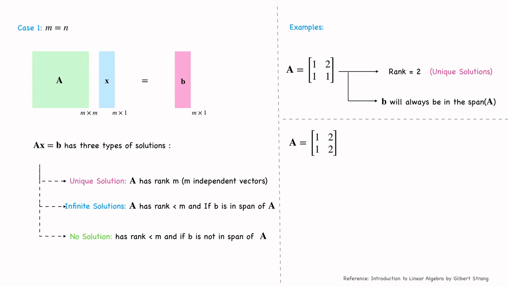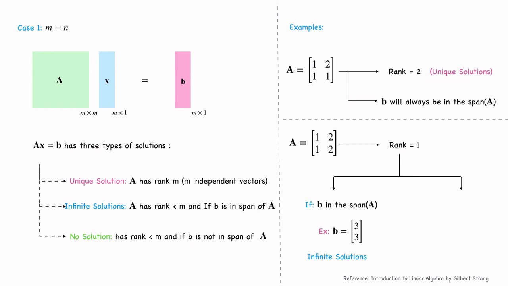Let us take a different case where A has rank 1, which means it has only one independent vector. As you can see here, the column vector (1, 1) and the column vector (2, 2) are dependent. If you multiply (1, 1) by the scalar 2, you will get the second column. When such is the case, you have to check whether b is in the span of A or not. Let us take an example where b is (3, 3), which means b is in the span of A. We can find out whether it is in the span of A by linearly combining the column vectors of A and checking whether we are able to get b. If for some scalars you are able to get b as a combination of the columns of A, then b is in the span of A.